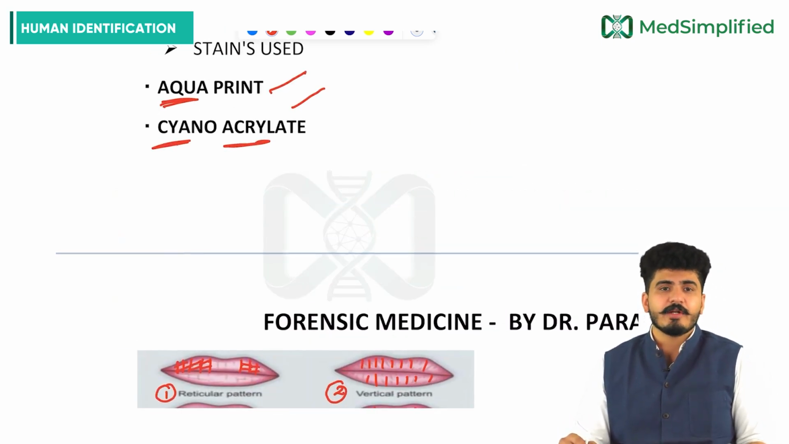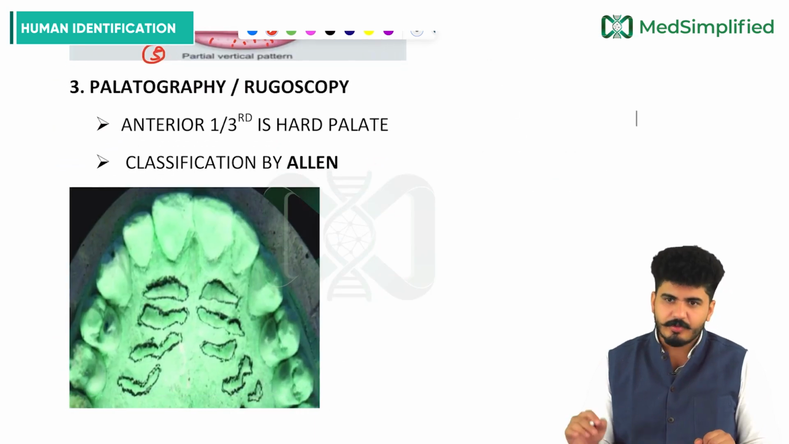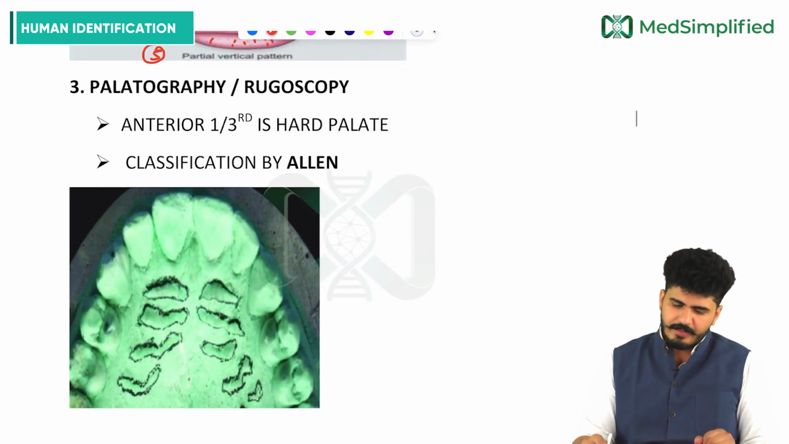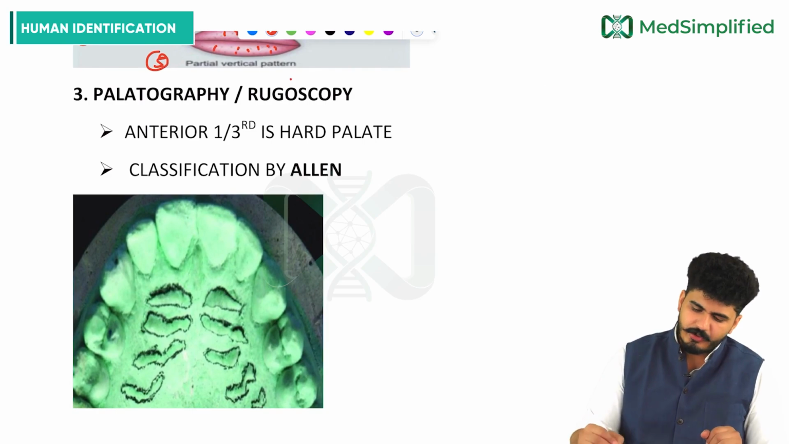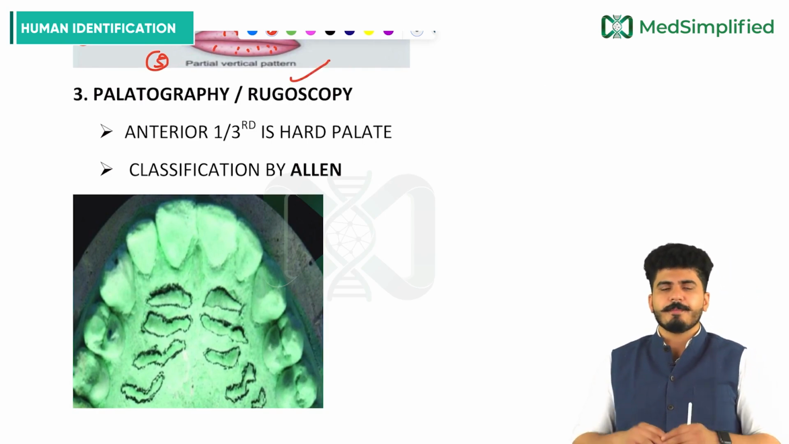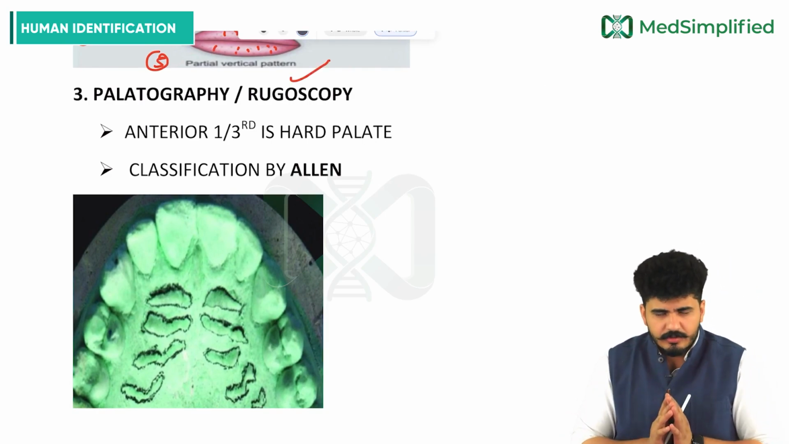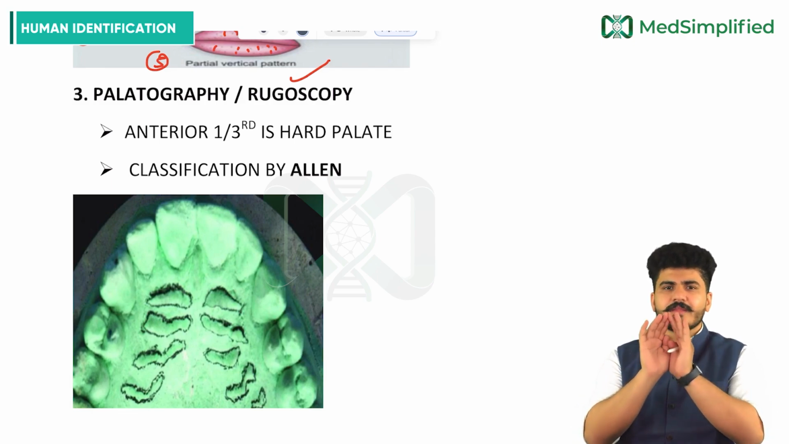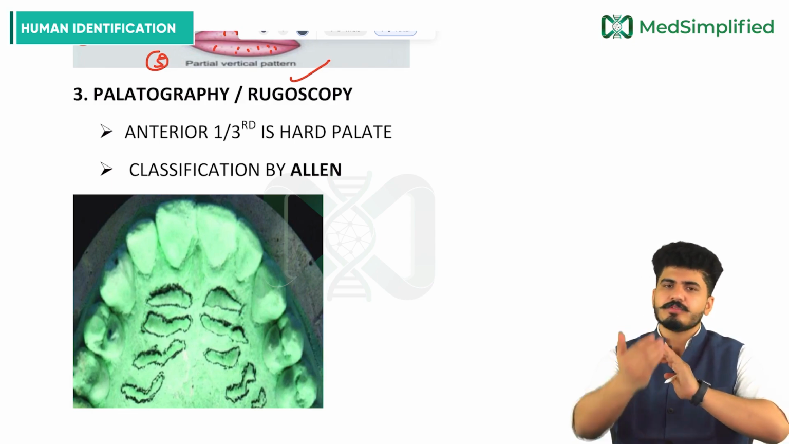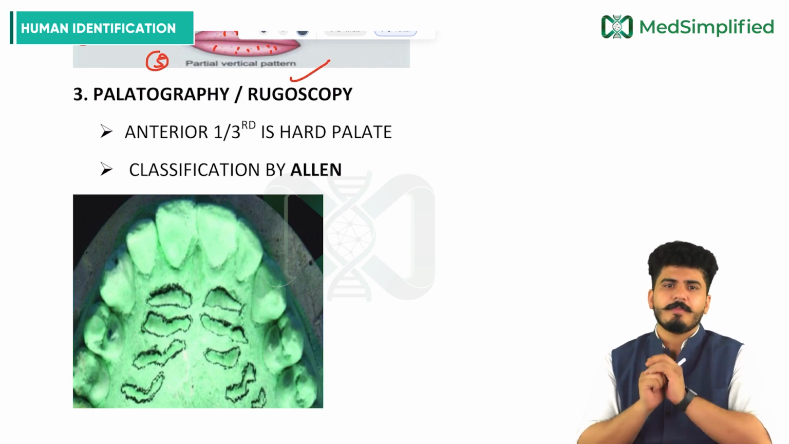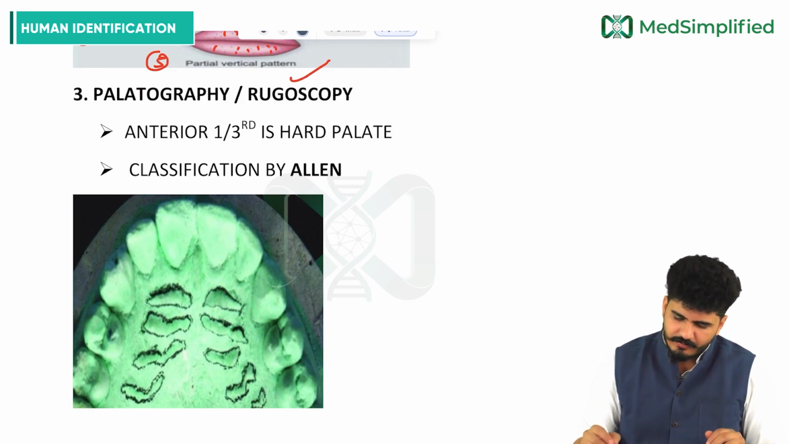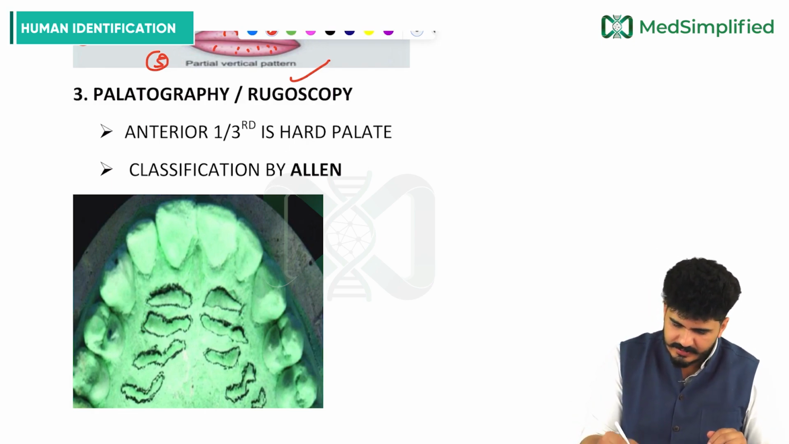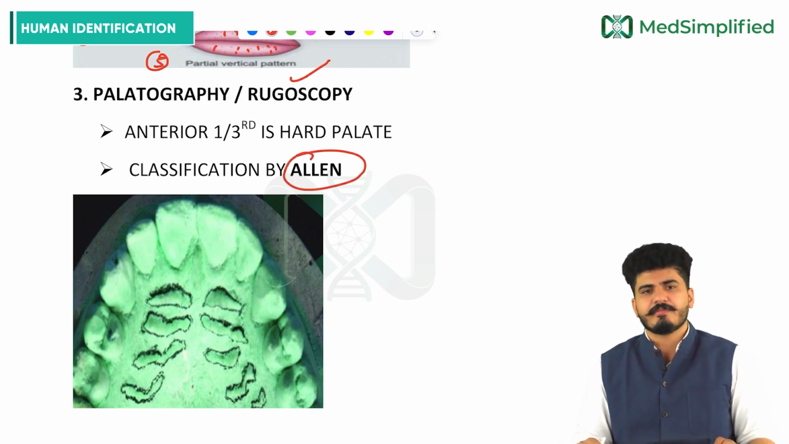Now coming to palatography, the third type of study. Palatography is also called rugoscopy. If you put your finger inside the mouth, you will see the anterior 1/3 is the hard palate and the posterior 2/3 is the soft palate. The classification was given by Allen, my dear friends.